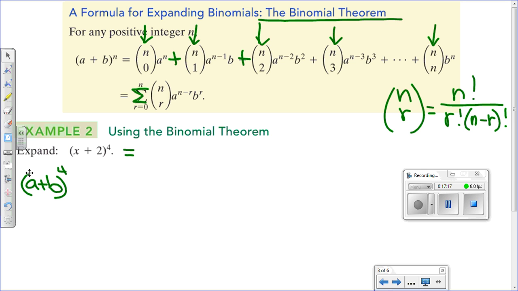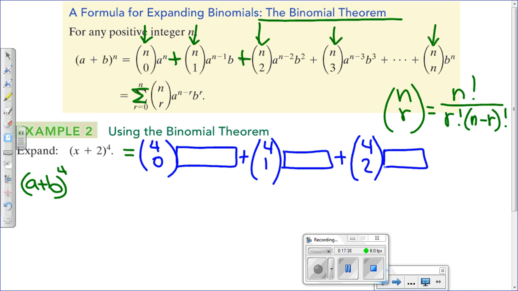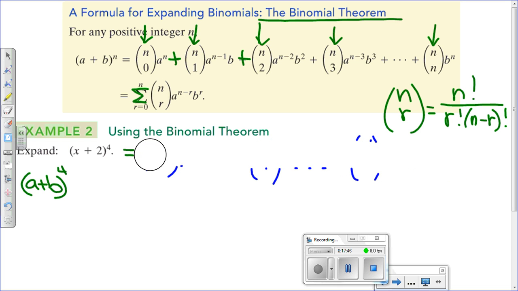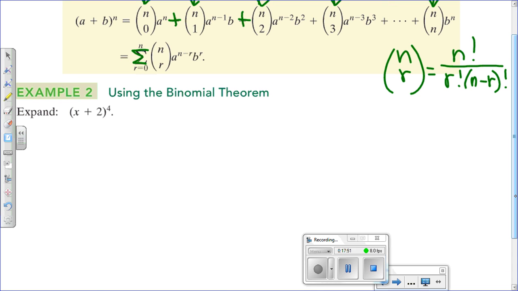So we need the row that has the 4th. And just so you know, we'll start with 4 choose 0. And then just leave a little box here for you. And then 4 choose 1. A little box. 4 choose 2. Box. 4 choose 3. Oh, let's just do the last two. I'm just going to write it below. Okay, so again, 4 choose 0.